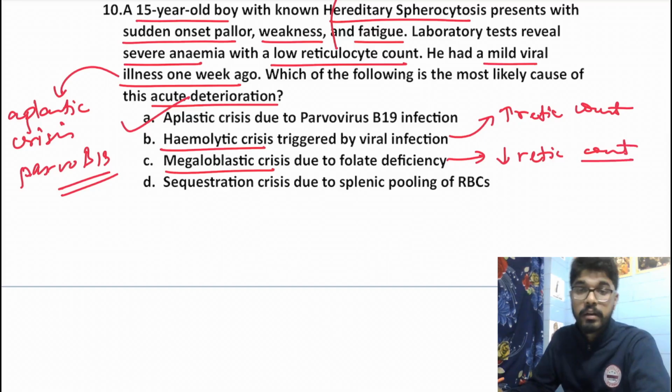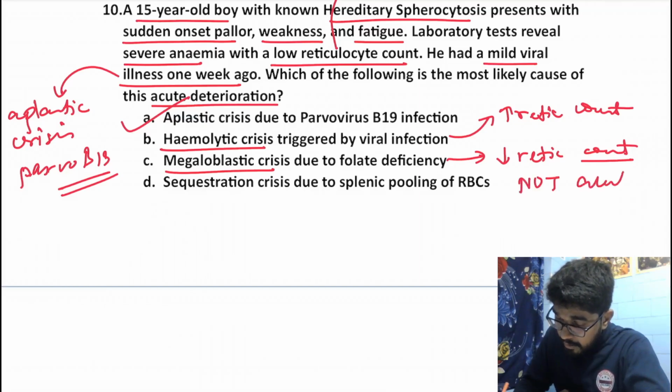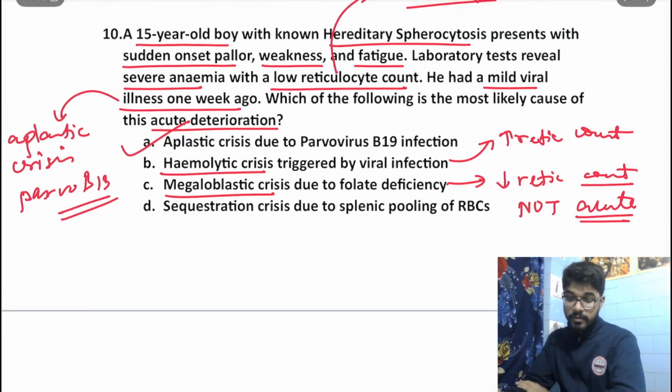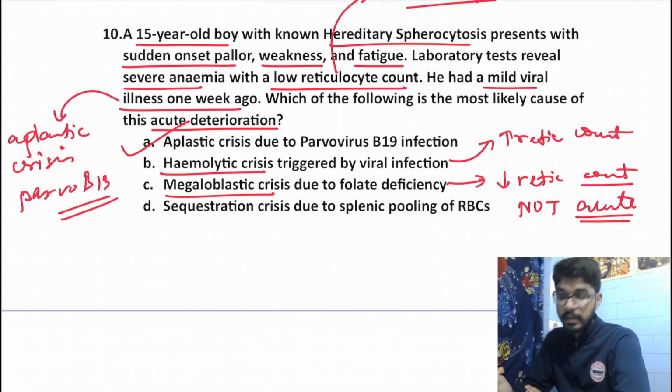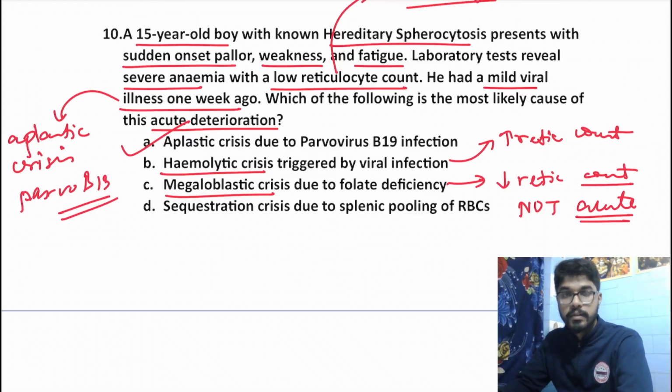In megaloblastic crisis, we would get a decrease in retic count, but remember that megaloblastic crisis would never ever be an acute presentation. Over here there is an acute presentation of acute onset pallor, right? You won't get an acute presentation in megaloblastic crisis, and moreover we would get the other megaloblastic features as well.